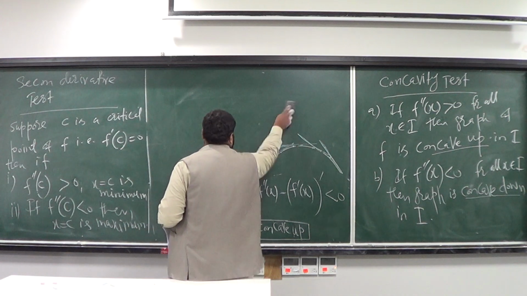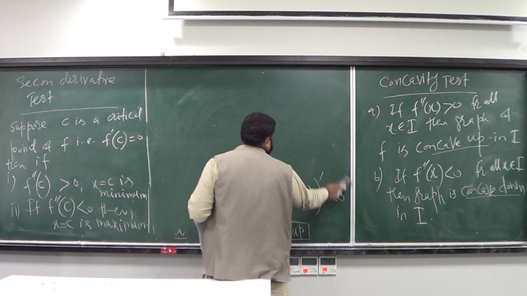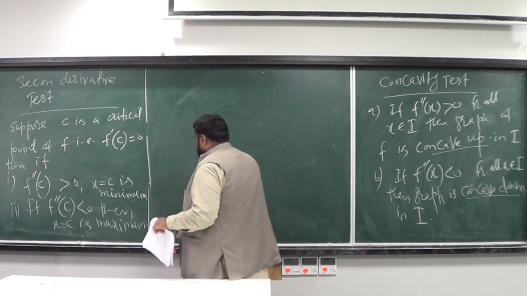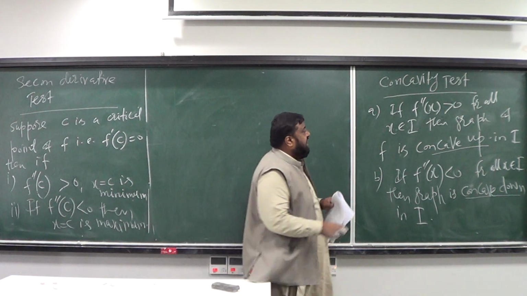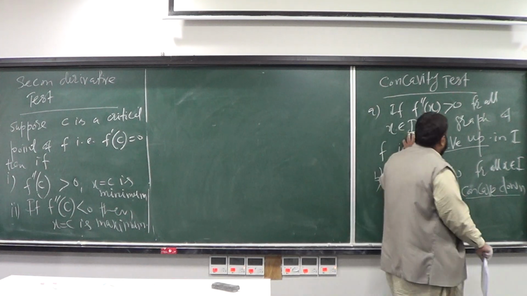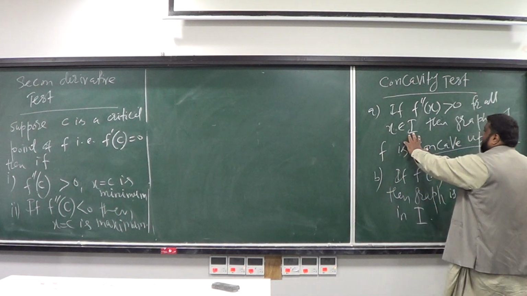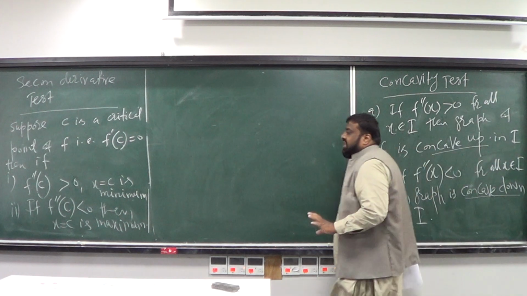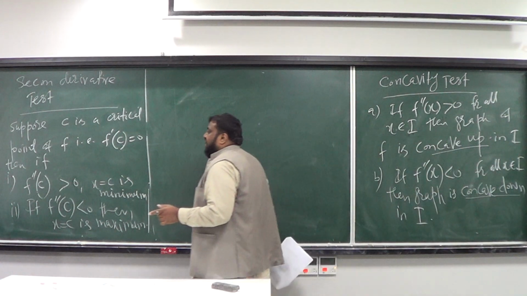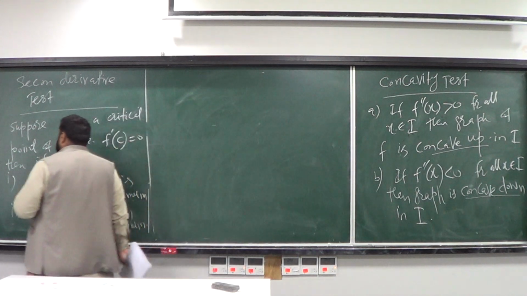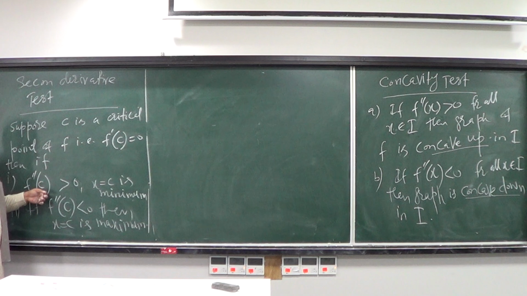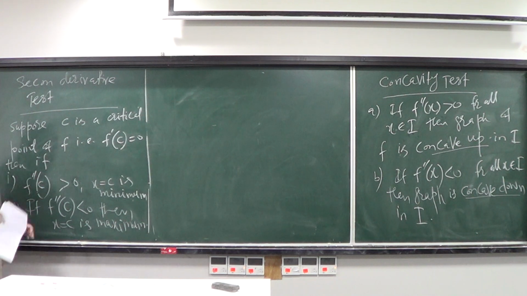So what should be the first step? The first step should be to find the critical points and then see where the function is concave up and where it is concave down. Then check the sign of the second order derivative at the critical point and see whether it is positive or negative, then it tells you maximum and minimum.